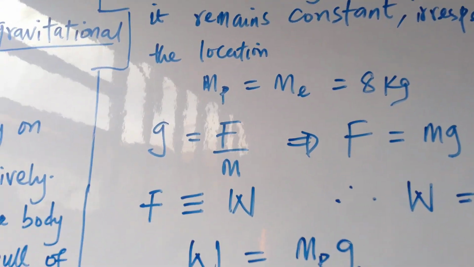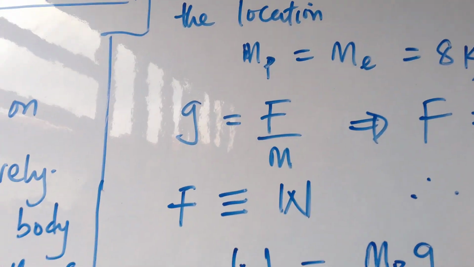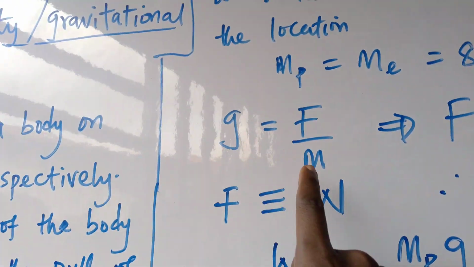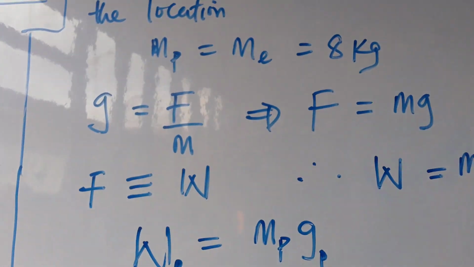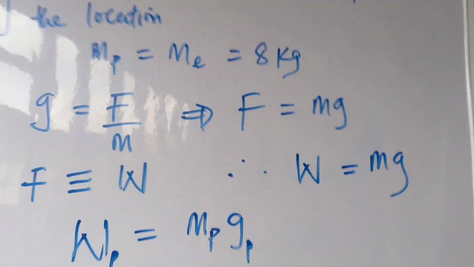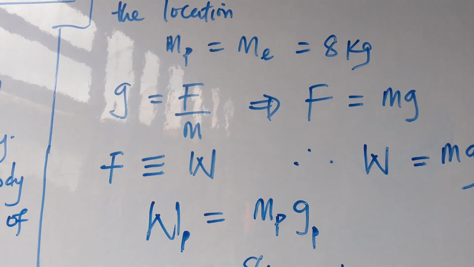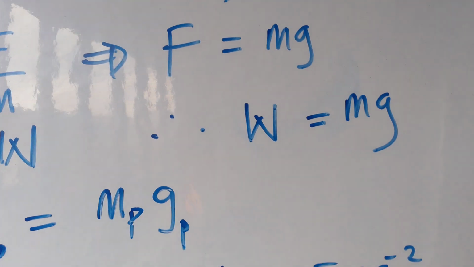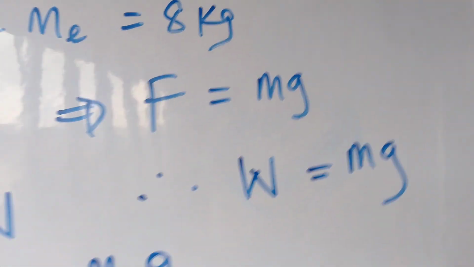8 kilogram. And if acceleration due to gravity is force per unit mass, that means if you make F the subject of the formula, you cross multiply. M times G gives you Mg. It means that F will be equal to mg. And the force of gravity is similar to the weight of that object. Therefore, the weight of the object is mass times acceleration due to gravity.